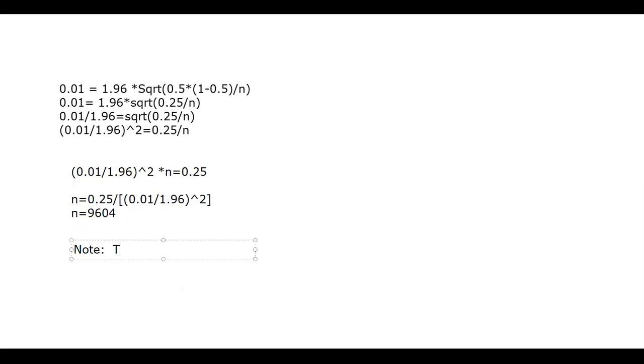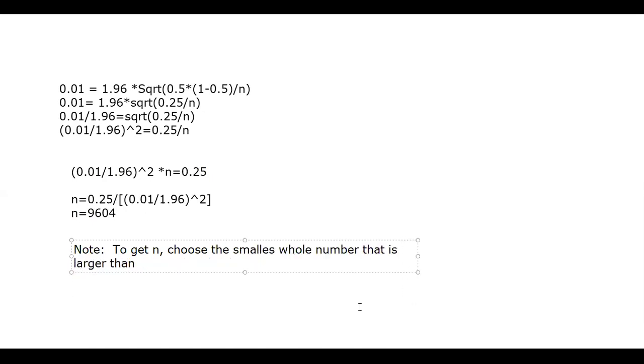Note, to get n, choose the smallest whole number that is larger than... So think about what we have here. It's the margin of error divided by the z critical value, and 0.25 will always be in the numerator. This is the same thing as dividing by a fraction, so you could also write it this way.